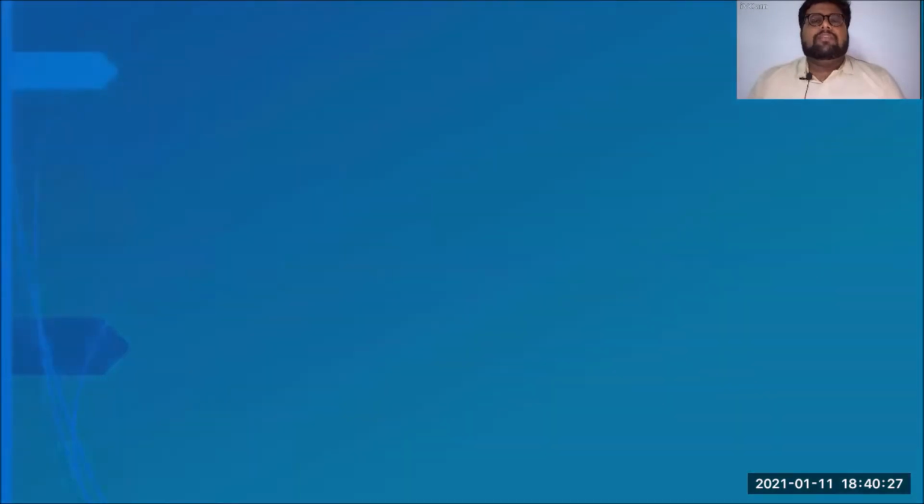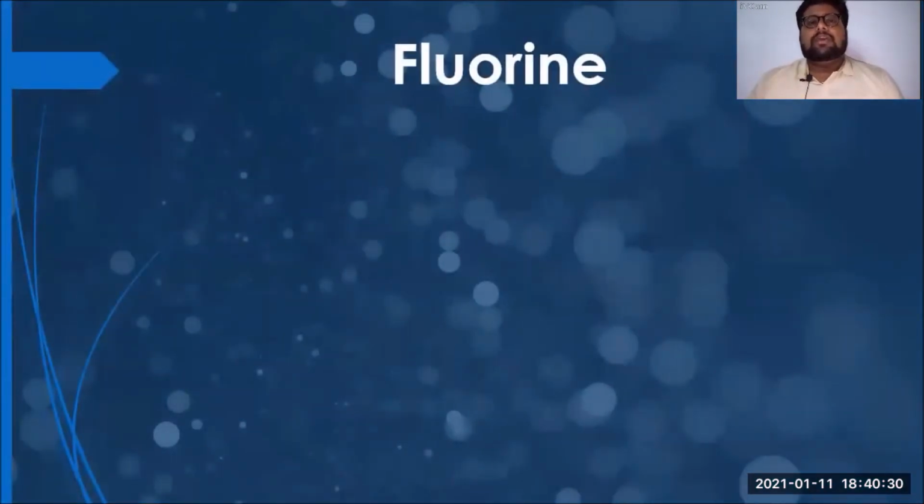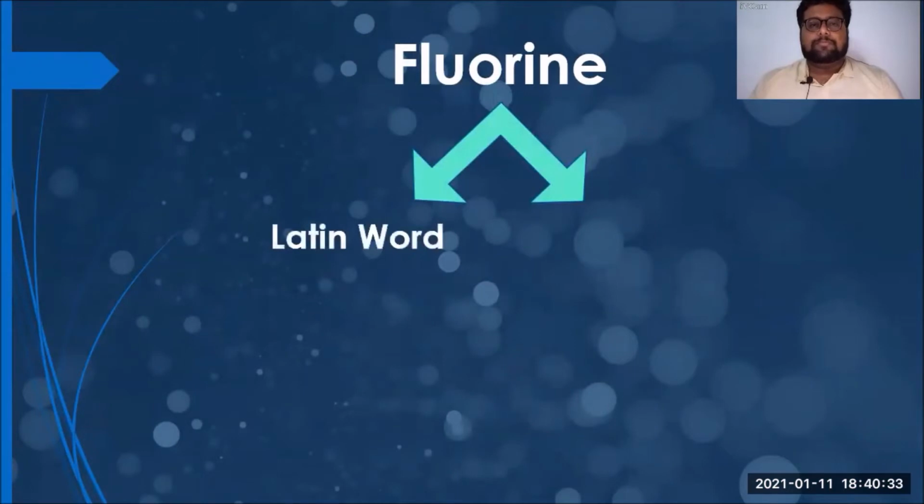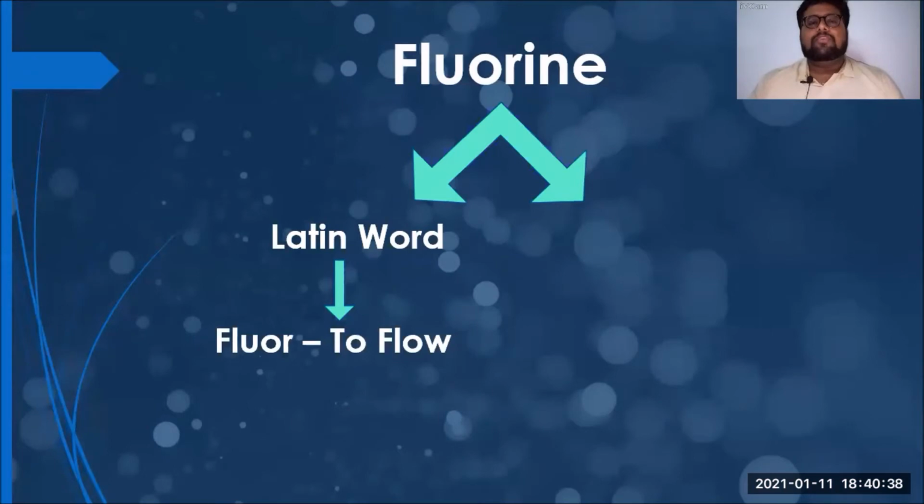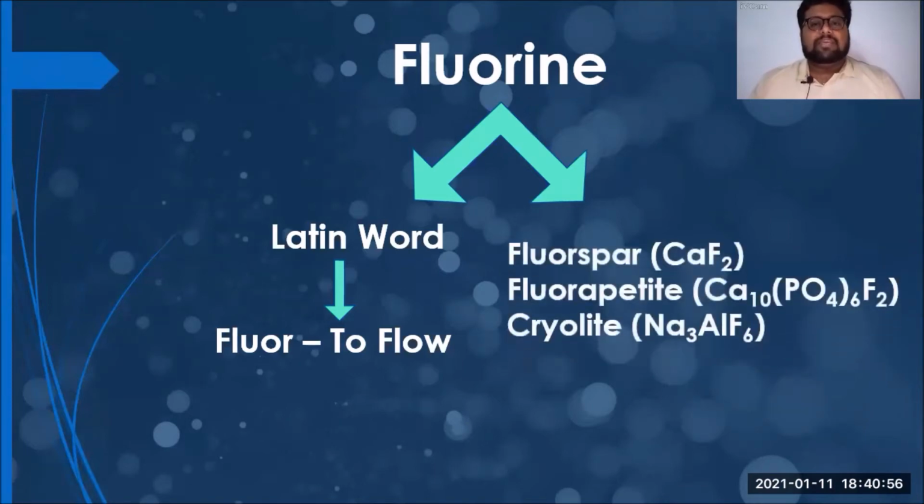Now, where does the word fluorine come from? Fluorine has its origin in the Latin word fluor, which means to flow. Do you find fluorine in the same form as you see it now? No. Fluorine is a highly electronegative element and it is readily reactive to anything it comes across. So fluorine is not found as fluorine itself, whereas it is found as fluorspar, fluorapatite and cryolite. So we have seen fluorine in these three forms.